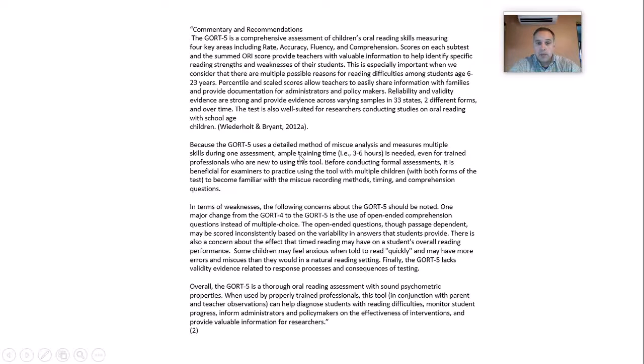According to them, ample training time between 3 to 6 hours is needed due to the detailed methods of miscue analysis and measuring multiple skills in one assessment. And that 3 to 6 hours is for even those who are trained professionals who are just new to using that tool. Practice is also necessary. In terms of weaknesses, the following concerns about the GORT-5 should be noted.